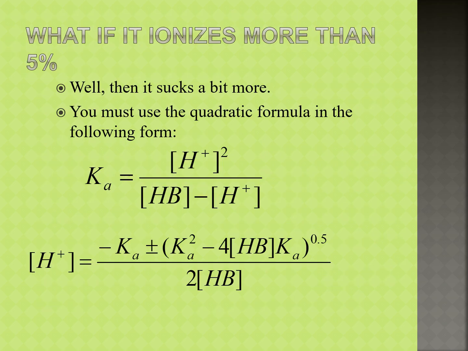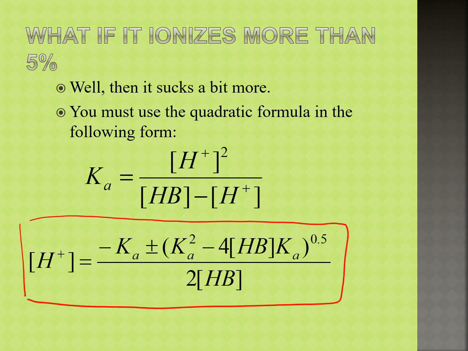So if our weak acid ionizes more than 5%, and luckily not that many of them do ionize more than 5%, but if it does, then we are going to have to do a quadratic equation to solve for it. And we could plug all of the things in here. This equation would get us home, but doing this is much more difficult than just the straightforward approach that we're going to do if it ionizes less than 5%.